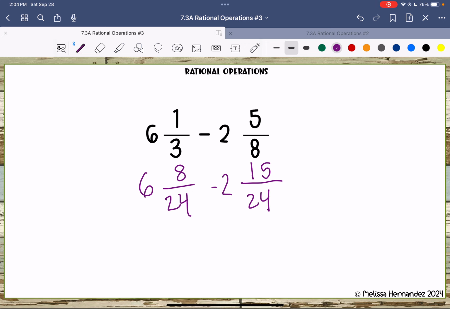Okay, so in this problem, you can't take 15 24ths from 8 24ths. So what you'll do is you'll take one whole from the 6 and you'll add that whole to 8/24. 24 over 24 is just 1. So it becomes 32. Wait. Yes. 32 over 24.